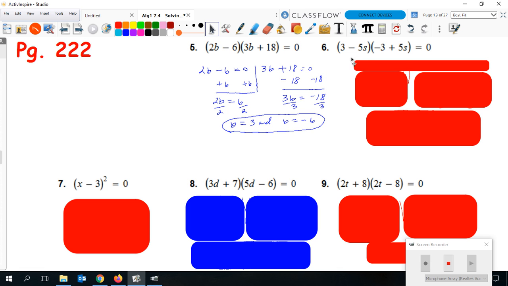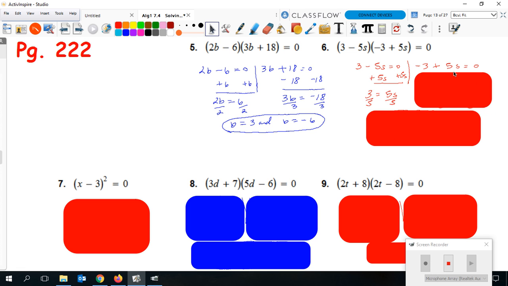If we look at number 6, again, setting each factor equal to 0 separately. So 3 minus 5s equals 0. Negative 3 plus 5s equals 0. So on this one, as we solve, I might want to add the 5s to both sides and then divide by 5. So I do that, add 5s. So now I have a positive 5s over here, and then divide by 5. That gives me 3/5. So I'm getting 3/5 as an answer.